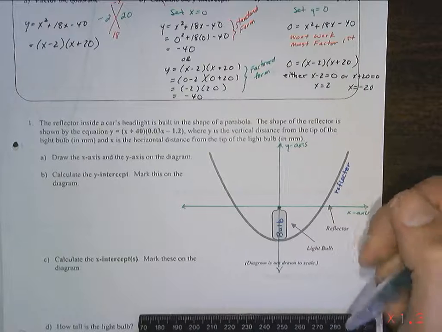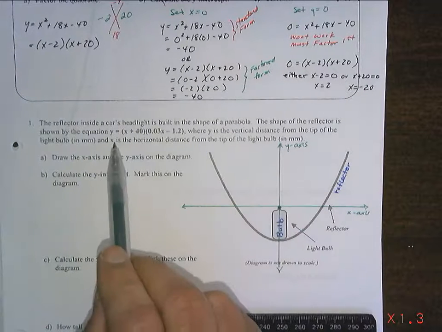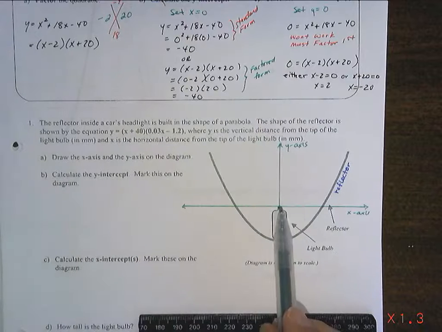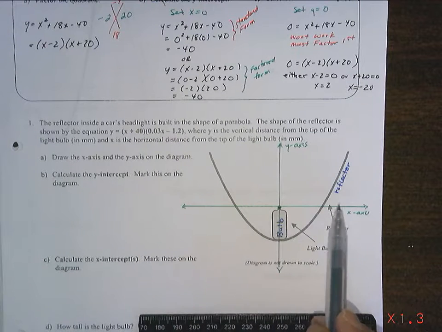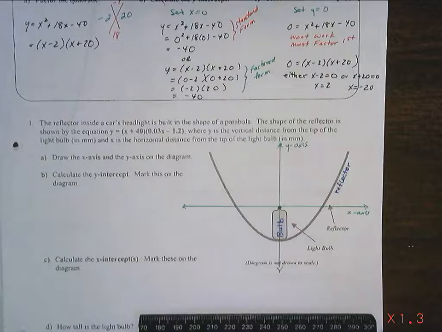So now the question is, what does the x-axis represent? The x-axis represents the horizontal distance from the tip of the light bulb. So this is horizontally from the tip to the right and horizontally from the tip to the left. You are going to be responsible for setting up these axes. This is important.